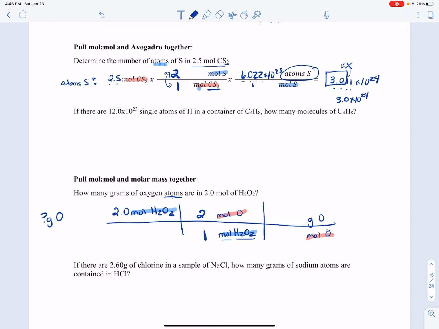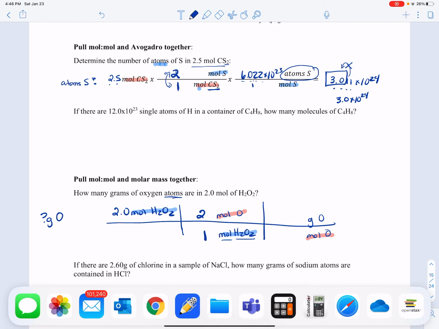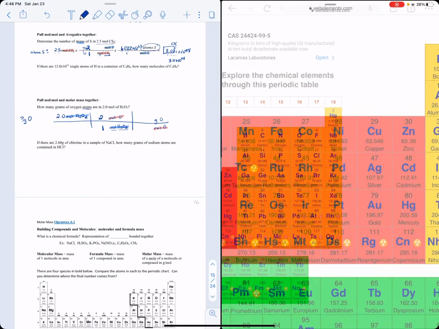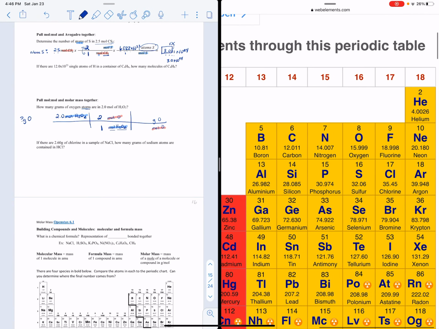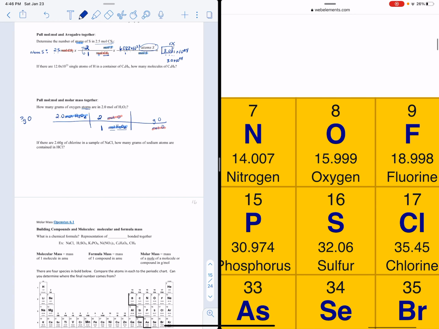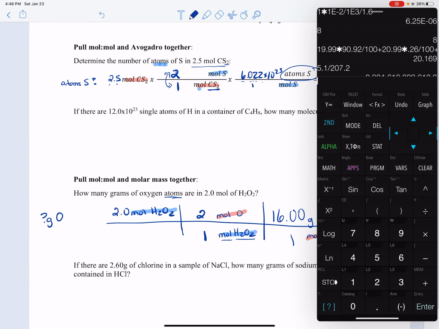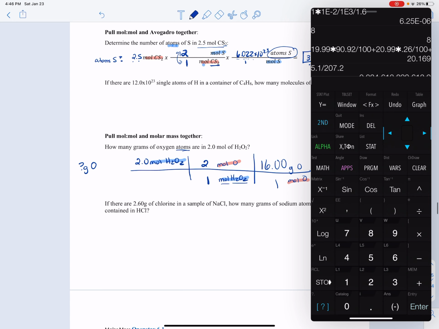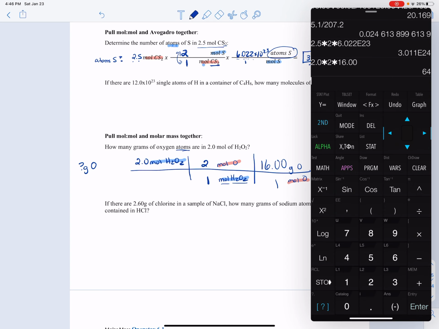And then this is on the periodic chart. So if we want to look over the chart, and I look up oxygen right here, 15.999. So if I'm doing 2 sig figs, that rounds me to 16. That's what our chart says is 16.00 in 1 mole. I'm going to put that in my calculator. 2, you can do 2.0 times 2 times 16.00. That gives me 64.